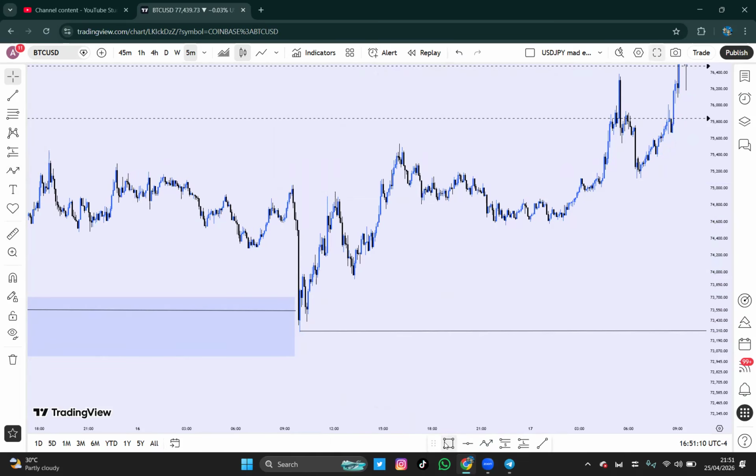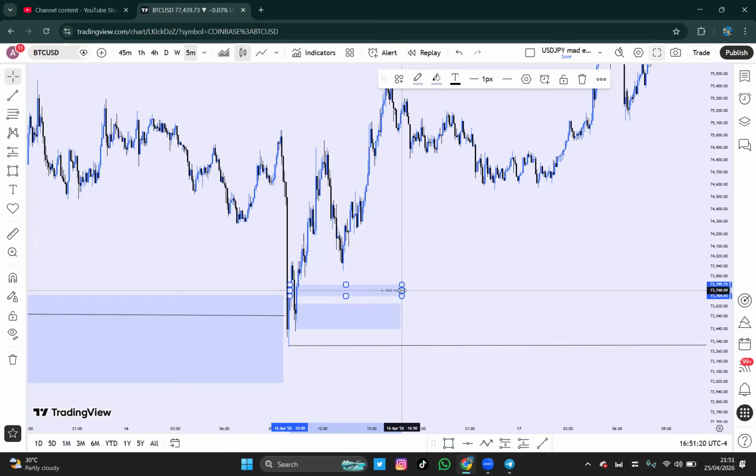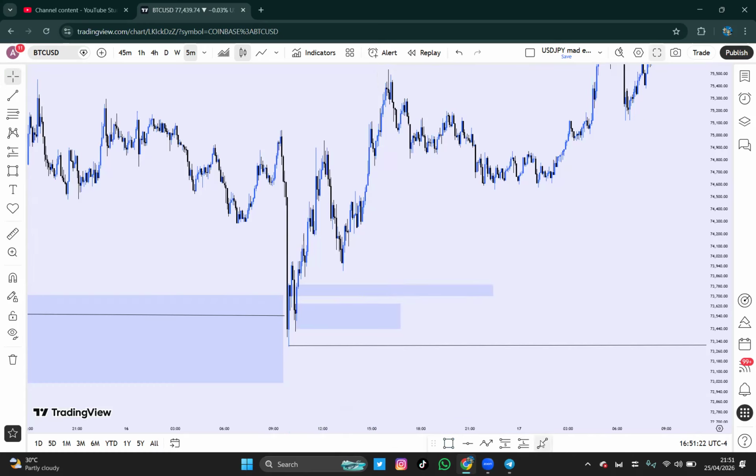Now a lot of people want to pick this zone here. The reason why I made use of this level, this point of interest, this zone here, is because this was an unmitigated order block, and we had our market structure shift over here. They had our inducement liquidity at the first pullback.